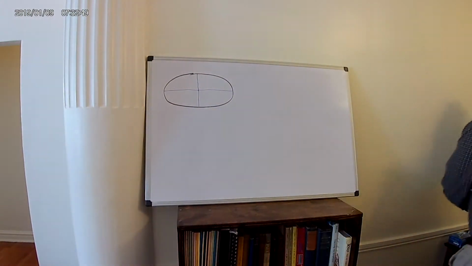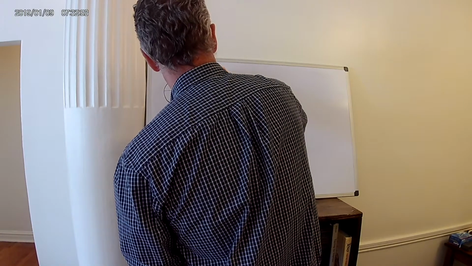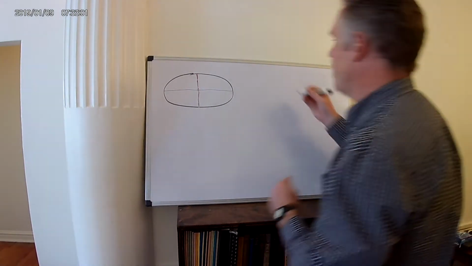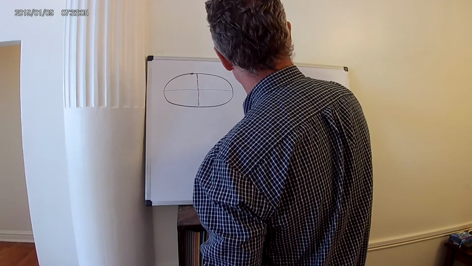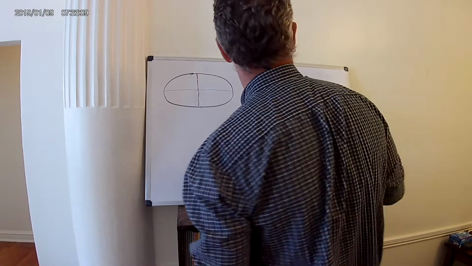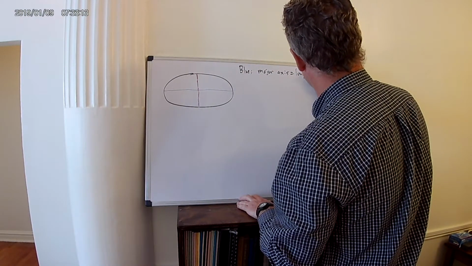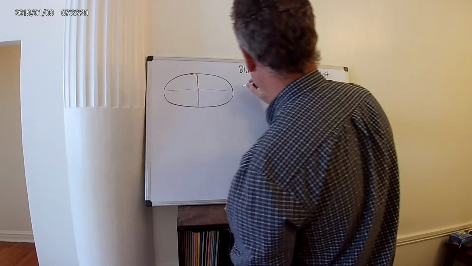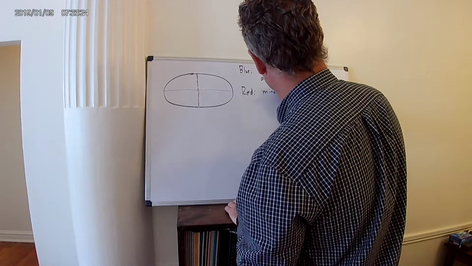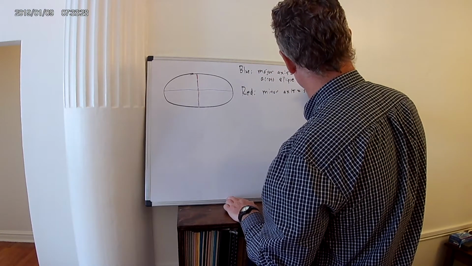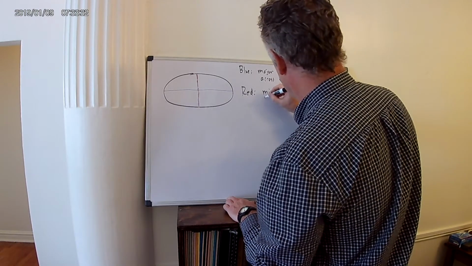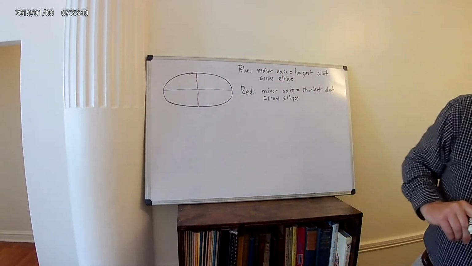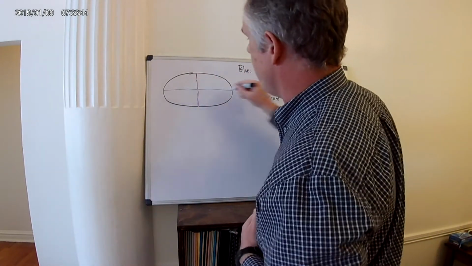Actually, let me draw the vertical axis in red. The blue axis is called the major axis, and it's basically the longest distance across the ellipse. What's in red is called the minor axis, and it's the shortest distance across the ellipse. This board is vibrating a lot. Let me try it that way. So this is the major axis, and this is the minor axis.